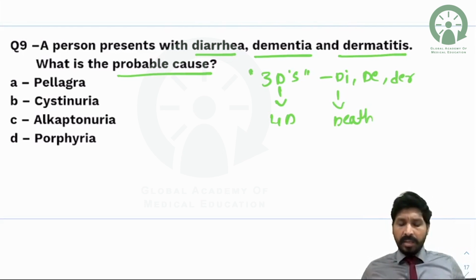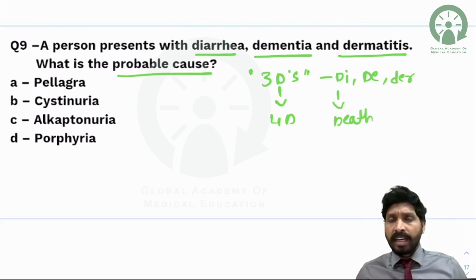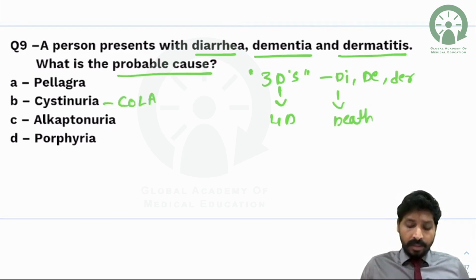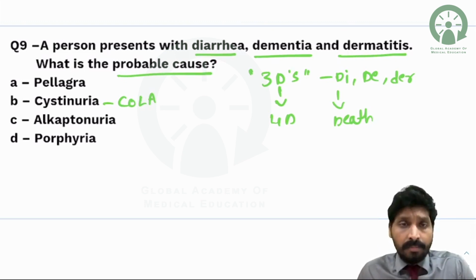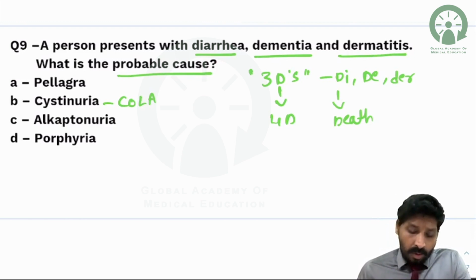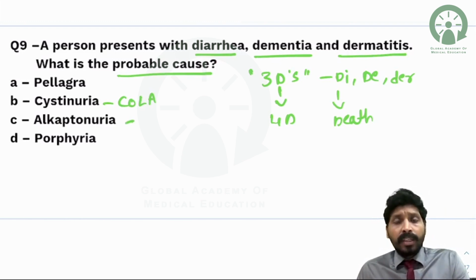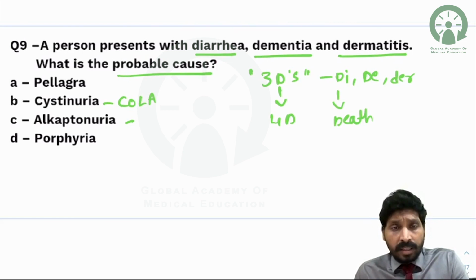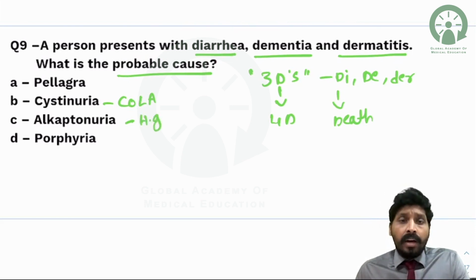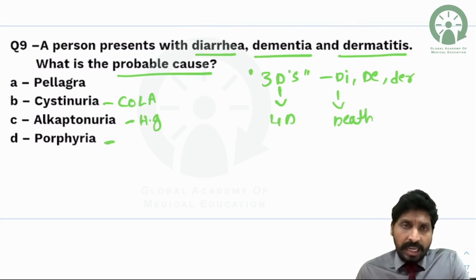Right. Cystinuria is because of the defect in the transport mechanism at the renal tubules. So it is like COLA: cysteine, ornithine, lysine, arginine. All basic amino acids will be excreted following the cysteine. Cola urine. Alkaptonuria is because of the presence of alkapton bodies in the urine, due to homogentisic acid deficiency. More amount of homogentisic acid will be excreted in the urine. Porphyria, again, is a heme synthesis defect.